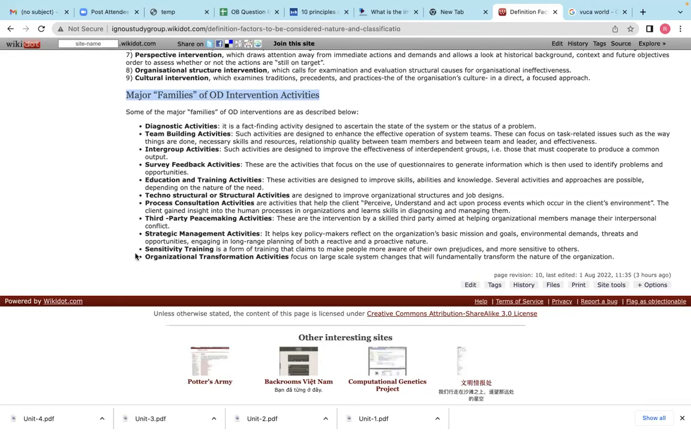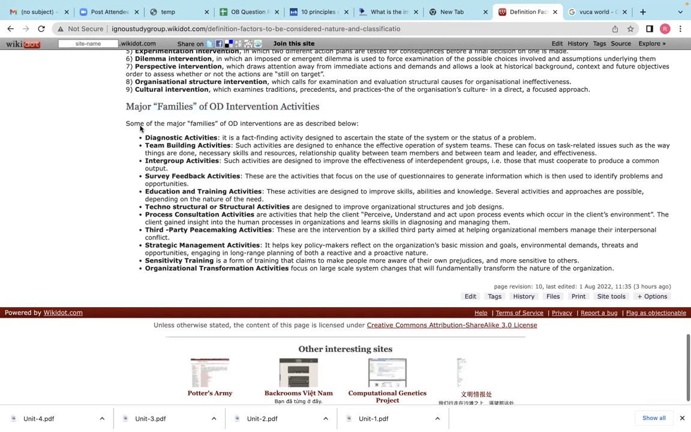Sensitivity training. We talked about T group. So T group is one of those sensitivity training. And organizational transformation activity, so transforming the entire organization. These are the set of activities an intervention would do. So this is not a classification of interventions. These are classifications of activities that are done as part of those interventions.